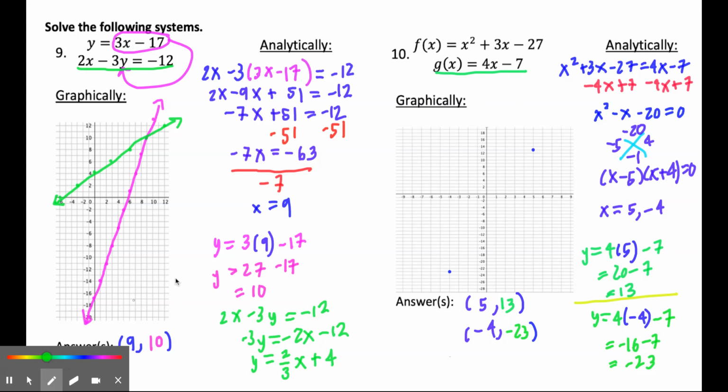So it's 4x minus 7. So your y-intercept is -7, and then you have a slope of 4, so you go up 4/1. Okay, so there's my line. So let's graph that.